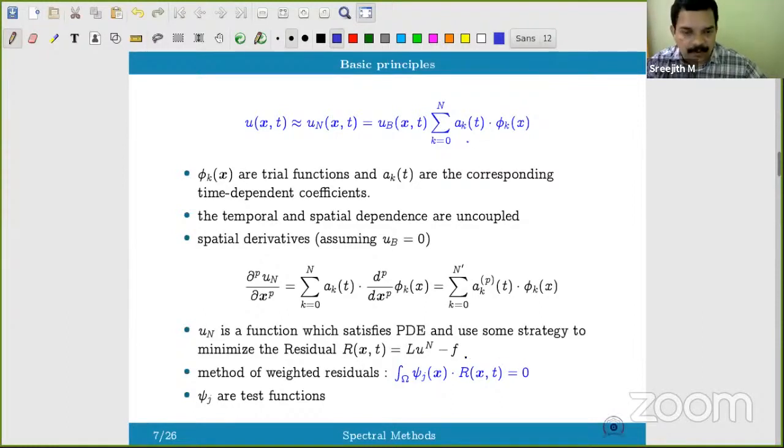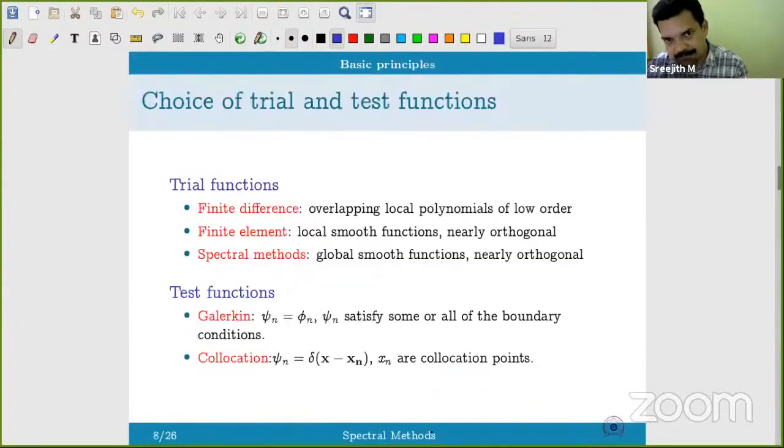So we will find a solution for this equation so that the residual will be the minimum. The psi j are known as the test functions. Depending upon the trial and test functions, we have different numerical methods.